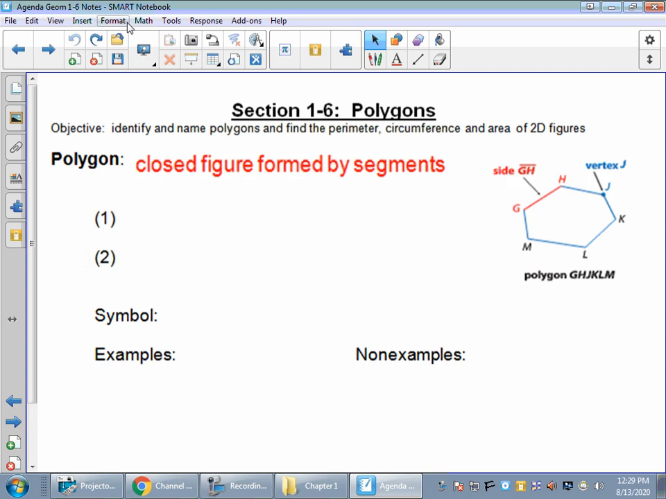So you see the example on the right here. It's formed by a bunch of line segments, GH, HJ, JK, and so on, and vertices. And it's a closed figure. There's no openings where it doesn't connect.